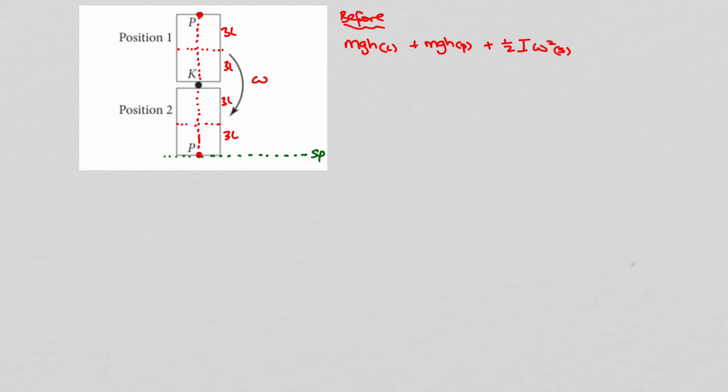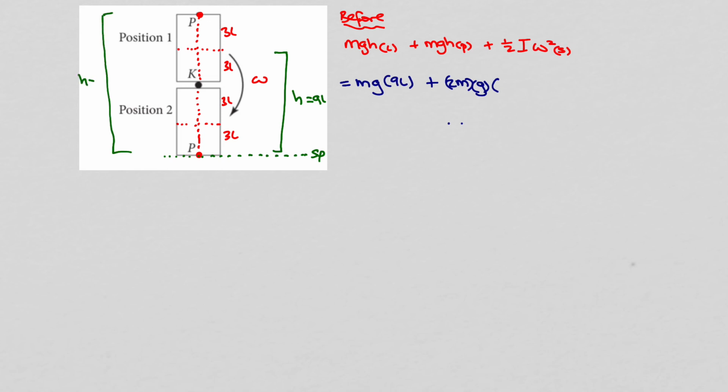So if we look at the lamina first, beforehand, the centre of gravity of the lamina to the standard position, our H is going to be 9L. So the mass of the lamina is M times gravity times the length, 9L. The mass of the point mass is 2M times gravity times the height. So if we look at the height of the point mass to the standard position, we can see that that is 12L.